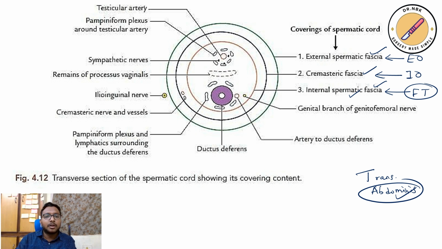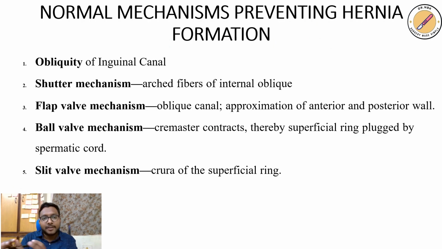So you can see here the testicular artery, then the cremasteric artery, the pampiniform plexus of veins. This is the ductus deferens or vas deferens we were talking about. So you can remember this picture to understand the contents of the spermatic cord, right? Next, we have finished the anatomy part. Now coming to the physiology part.